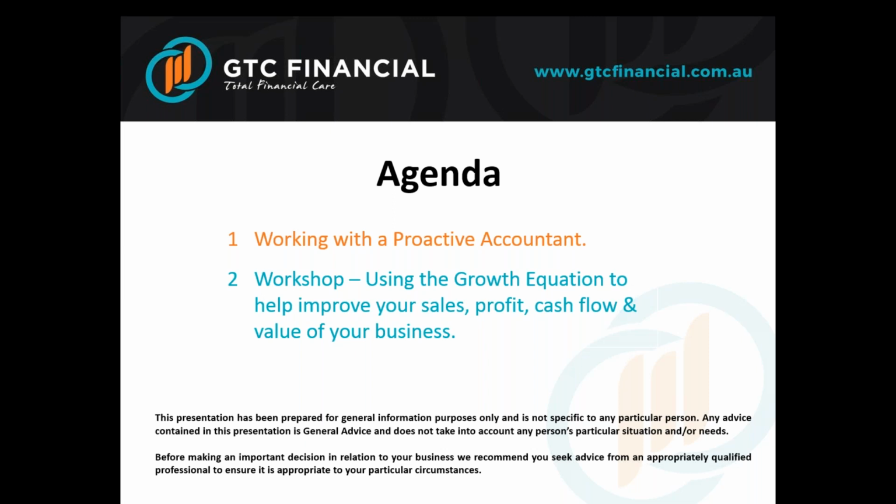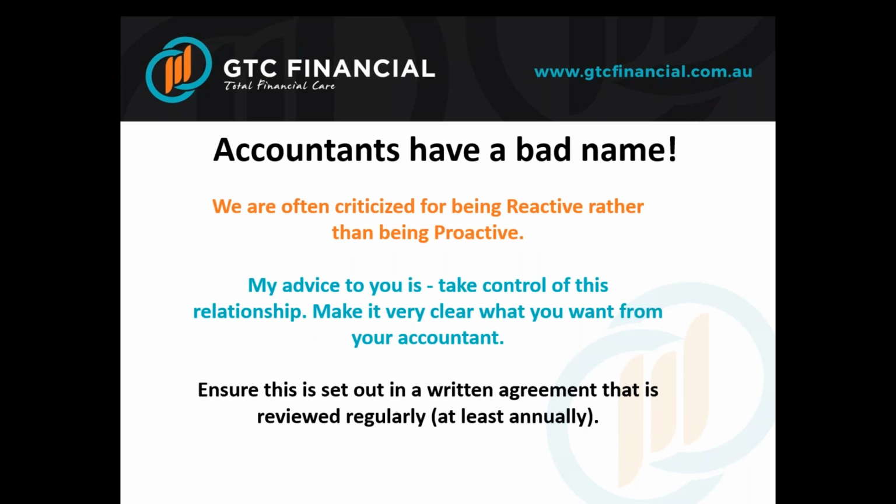So today, the webinar is broken up into two parts. Firstly, we're going to do a presentation on how you can work with your accountant to achieve the results that you want. And then we're going to do a more practical session, which is a very simple planning workshop using a tool we call the growth equation, which will show you how you can grow your business. It'll help you understand what drives sales, profit, and cash flow, which are the three key elements of business profitability. And again, there's a general advice warning there that this is very general information. I suggest you need to get advice before putting any of it into action.